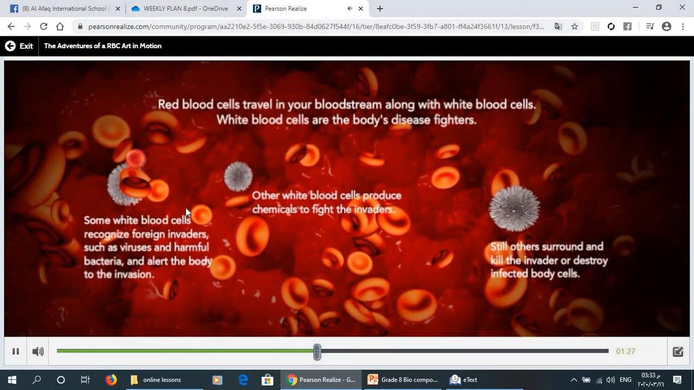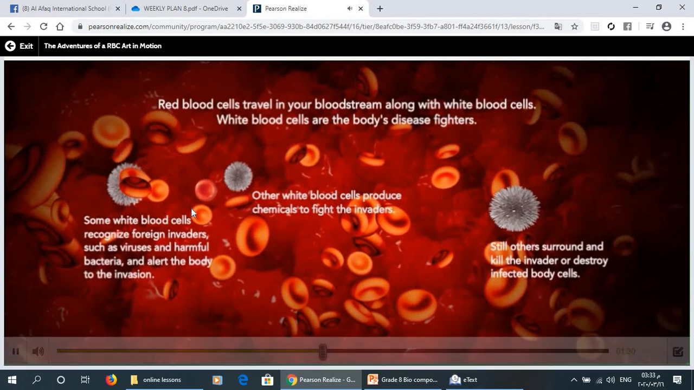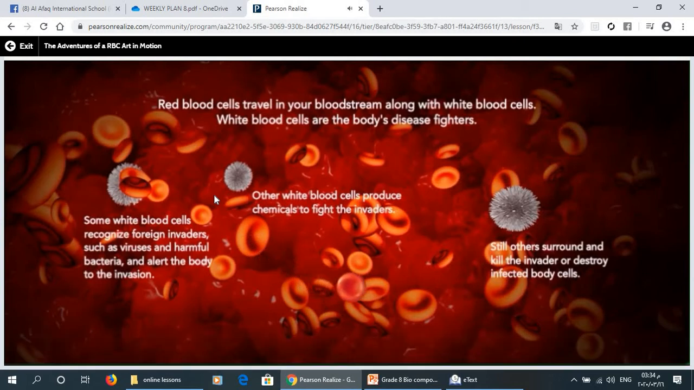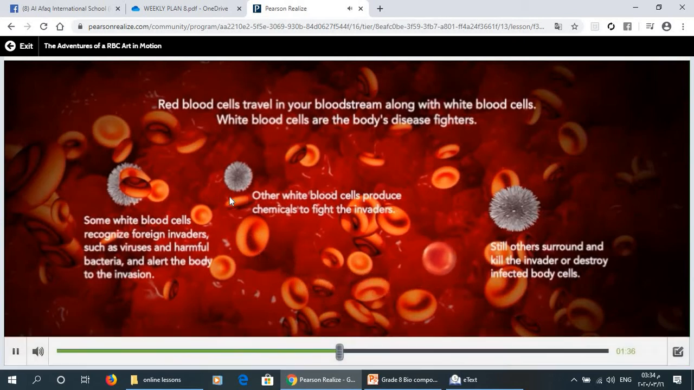Red blood cells travel in your bloodstream along with white blood cells. White blood cells are the body's disease fighters. Here you can see white blood cells, here you can see red blood cells, and there you can see platelets. So we can see red blood cells moving in the bloodstream.